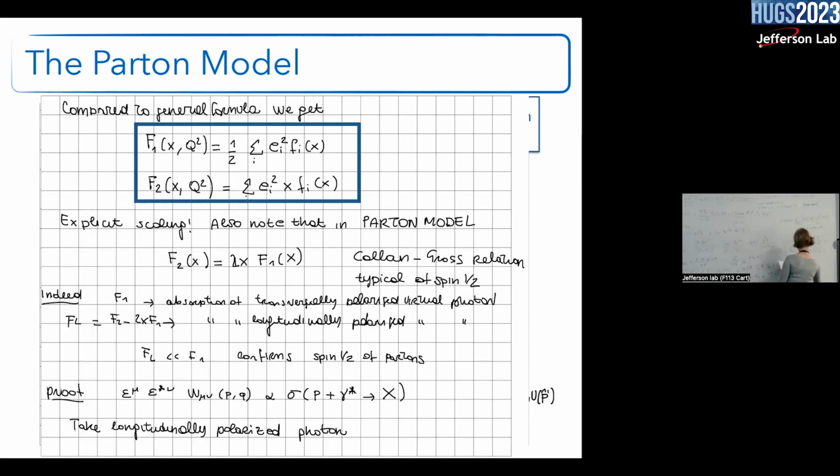F1 of x, Q squared is just equal to 1/2 the sum over i of e_i, the electric charge of this parton, times f_i(x). And F2 of x_B, Q squared is equal to the sum over i of e_i squared x_B f_i(x_B). So something that could have been very complicated is very simple.